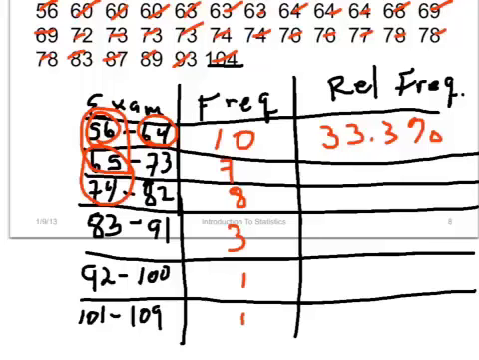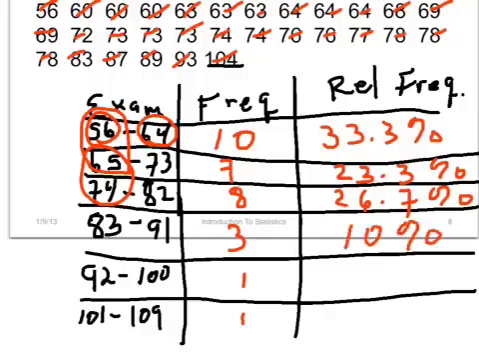7 divided by 30 will give me 23.3%. 8 divided by 30, 26.7%. 3 divided by 30 gives me 10%. 1 divided by 30 is 3.3%, and the same thing here.